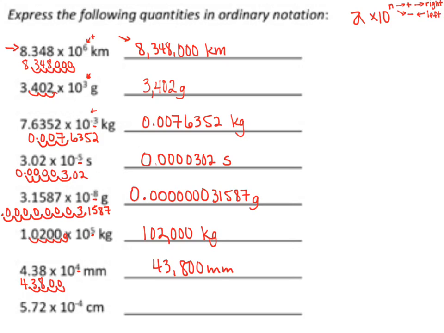Here I have a small number because my exponent is negative, so it's negative 4. So again, my decimal place will be moving to the left 4 times. So here's 1, 2, 3, 4. Place zeros in those little spaces, and I like to add a 0 in front of the decimal point. So my number becomes 0.000572 centimeters. Okay, very small quantities.